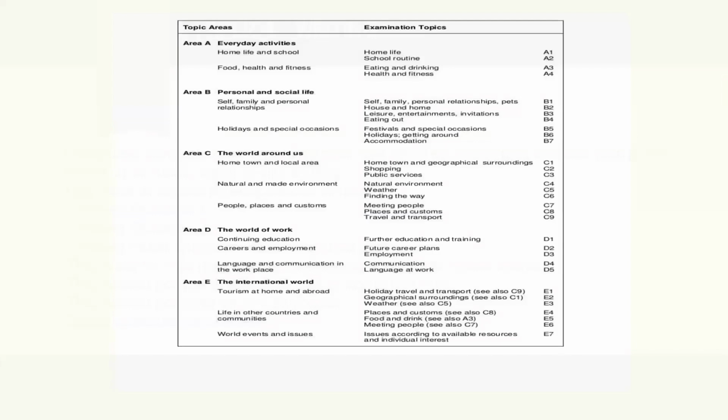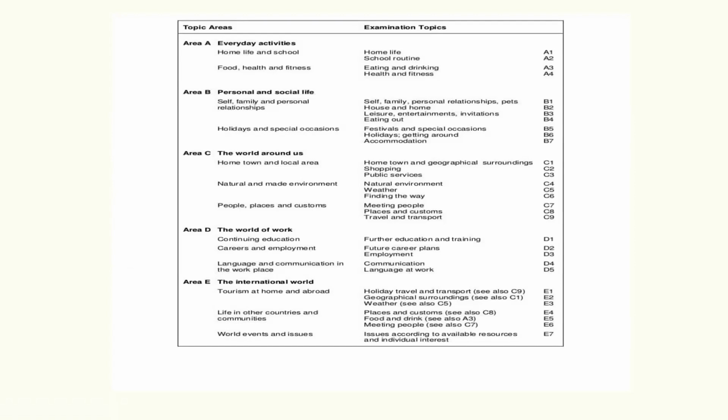Before I get into that, these are the 5 topic areas. We need to prepare the students based on them. What are they? The first one is everyday activity, where you talk about home life and school, life at home, life at school, and food, health and fitness. Everything comes under the first topic area.